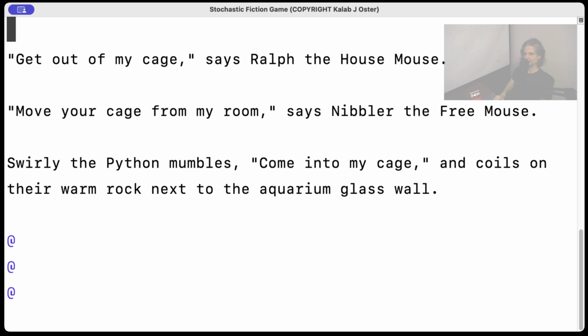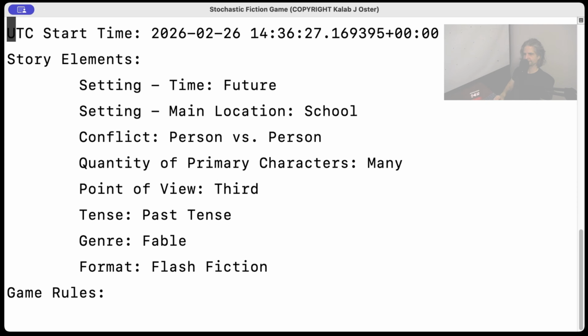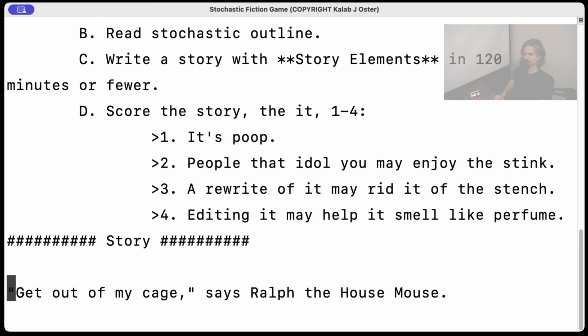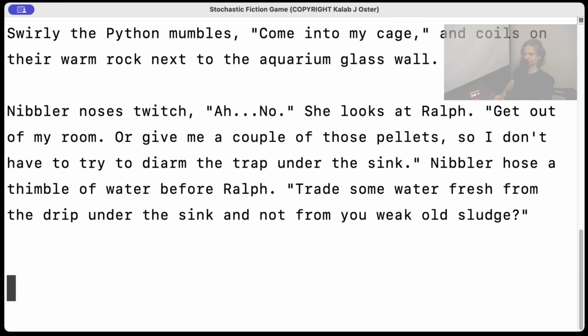Okay, so let's just, I should be doing this in past tense. Third person, I got that. There's three: person versus person, mouse versus mouse in this case. Main location, school. Yeah, I got that. The house mouse, the future. Whatever, it's the future for two mice, when they're injected with brain nanos and they're able to think at a higher level. That's where we're at.